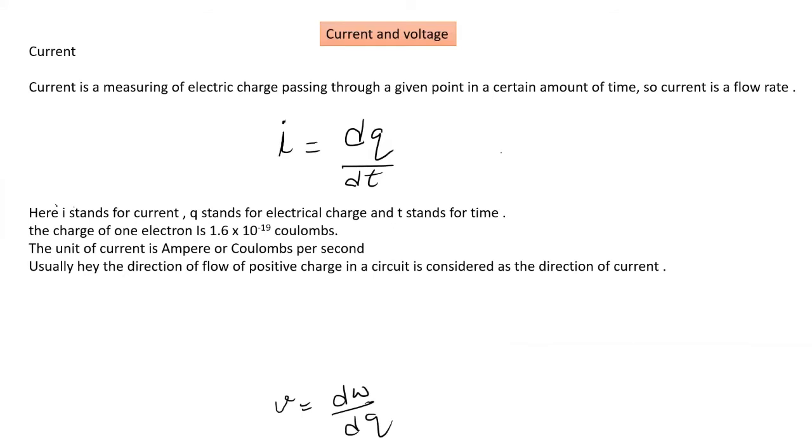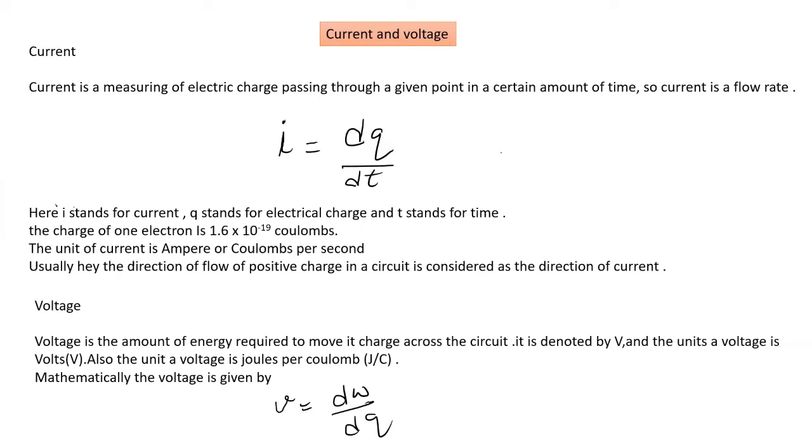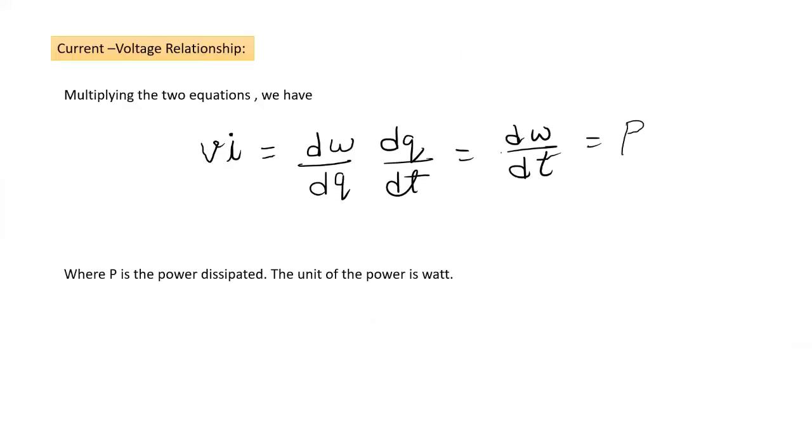So we have discussed about current. Current is the rate of flow of charge, and we have also discussed voltage. It is the work required to move the charge in a circuit. These are the fundamental concepts that we already came across in our 12th, and in your BSc also you have studied these. Then we multiplied these two equations and obtained what is called power dissipated in a circuit. So these are okay for all of you.